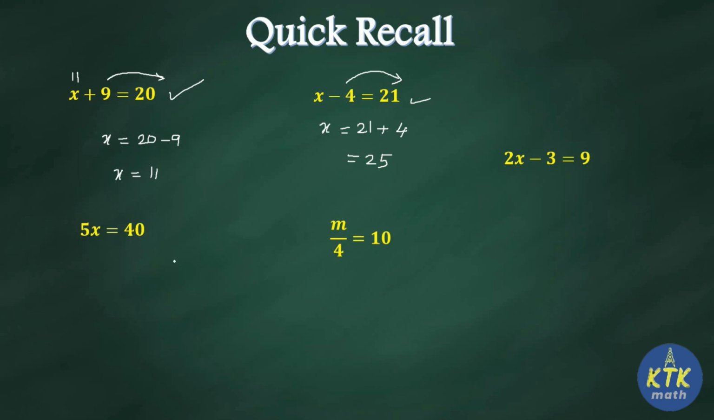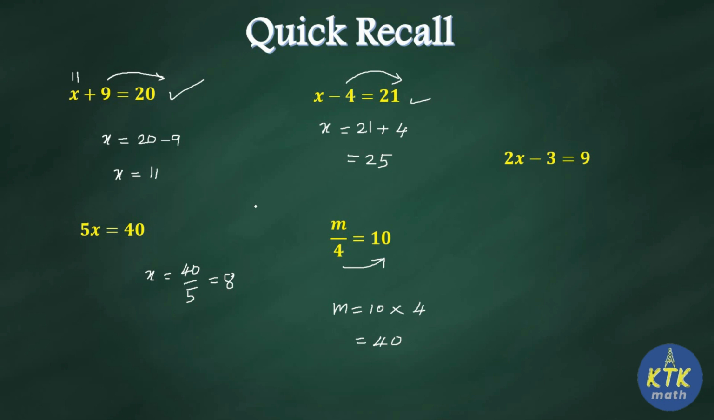In the same way, 5x equal to 40. So we know that 5x is in terms of product, 5 into x. So when you are writing this one, x is equal to what? 40 divided by 5. So multiply becomes divide. When you are cancelling this, you will get 8 there. In the same way, when you are transforming this 4 to the right side, the divide becomes multiply. So 10 times 4. So 10 into 4 is equal to 40.